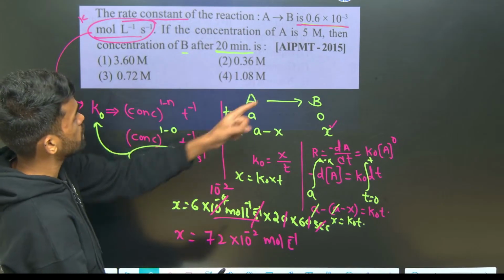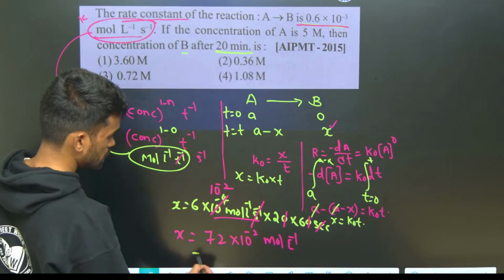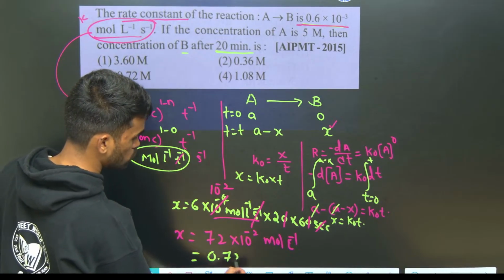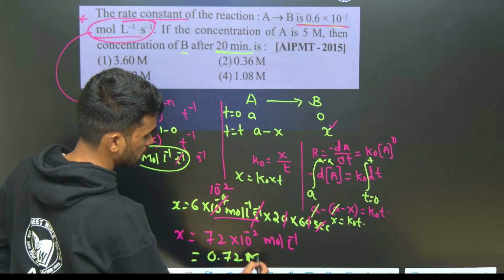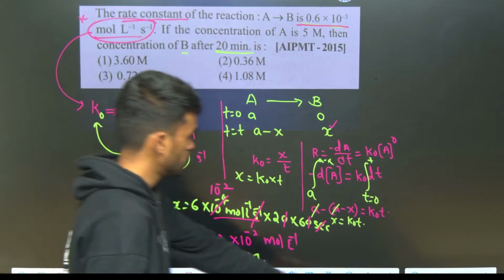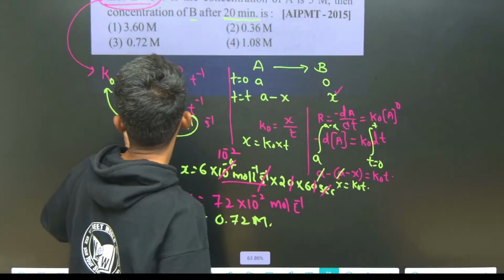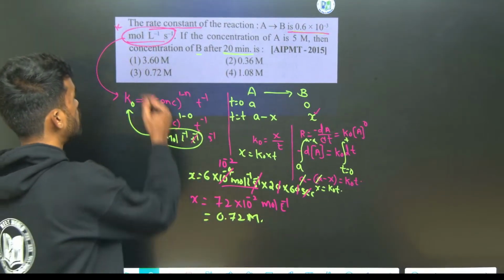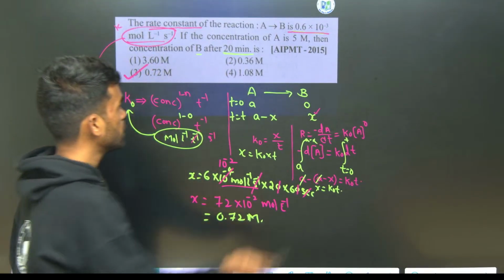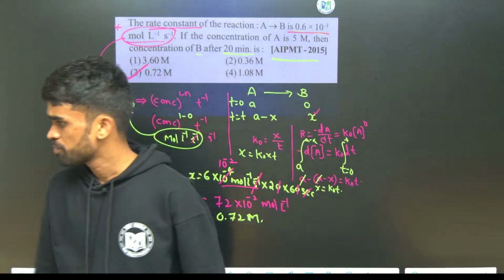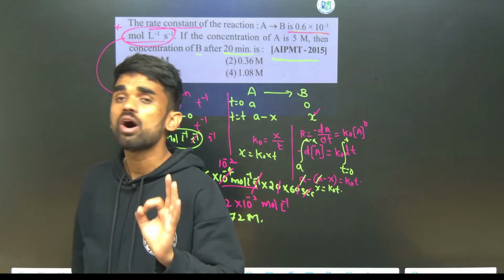So just look at the units, where do we have this kind of answer? See, I can write this as 0.72 molarity, mole per liter I can write as molar solution. So 0.72 will be your answer, and option number 3 will be your perfect answer for this question. So this is a previous year question, very important I think. I hope you got how we did this question.